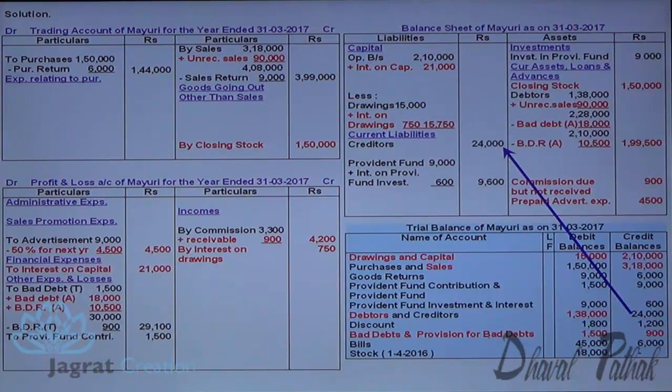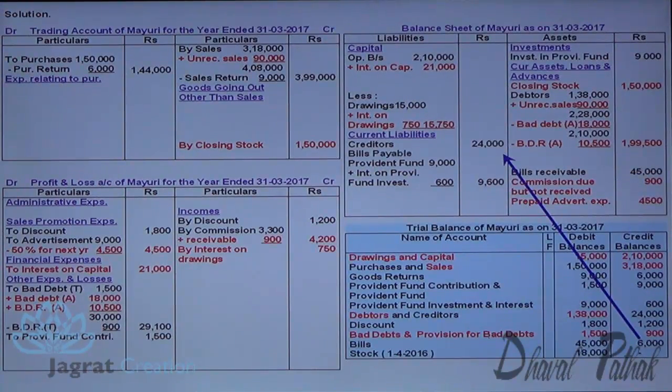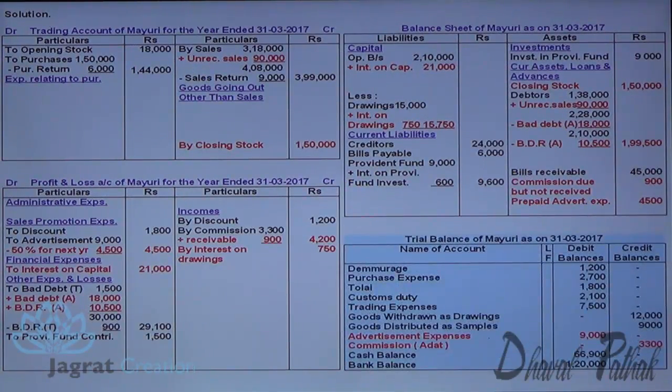Creditors, balance sheet liability side. Discount allowed is debited to profit and loss account. Discount received is credited to profit and loss account. Bills receivable 45,000, balance sheet asset side. Bills payable, balance sheet liability side. Opening stock, trading account debit side. Damage expense related to delivery of the goods that has been received, so it is debited to trading account.